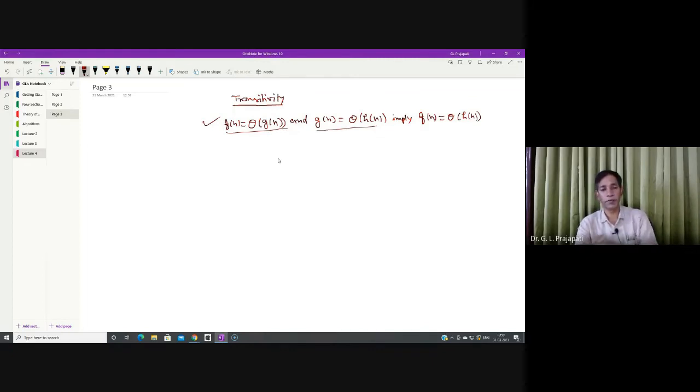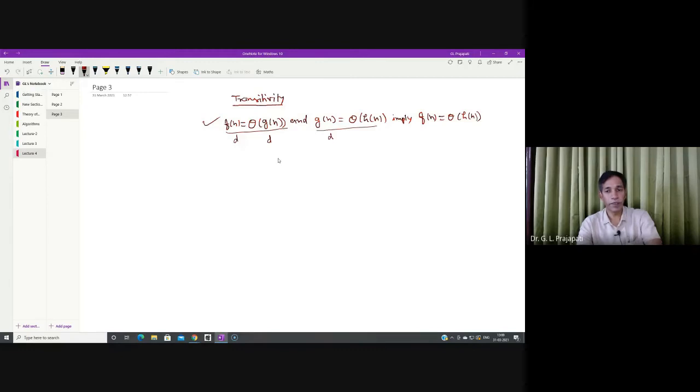Because we know that whenever you write with the help of the theta notation, we are writing the tight bound. If the degree of this polynomial f of n is d, then the degree of g of n must also be d, because they are representing the tight bound. So here the degree of g of n is d. And you say that g of n is also big theta of h of n.